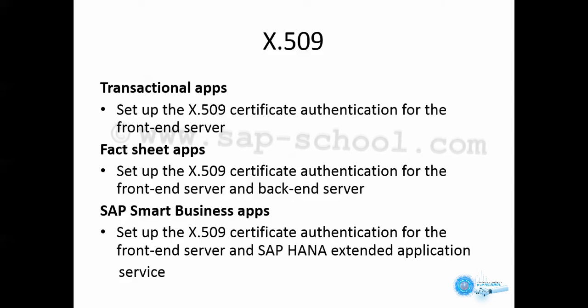Now, this slide is showing the authentication methods and the SSO enablement for different types of apps. In the first column, we have the authentication method for SSO. The username and password type of authentication works for all app types, whether it is a transactional app, fact sheet app, analytical app, or search. Kerberos will only work for transactional apps and fact sheets. It doesn't work for analytical apps or search.